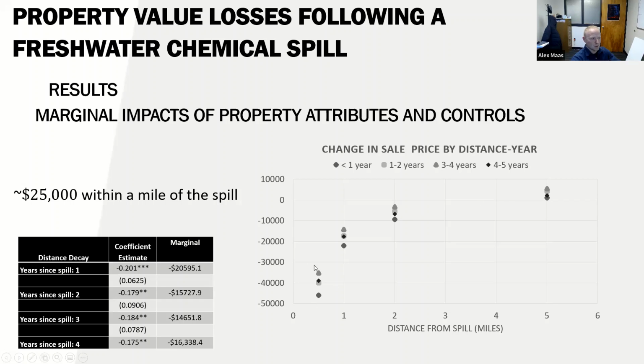I also want to point out that these are probably a bit exaggerated. Again, this is a functional form thing. We saw very few homes sold within half a mile of the spill. These very few homes were actually sold within a mile of that spill at the time. But what we do back out is that homes after that spill are selling for $25,000 less than they were before the spill happened, compared to homes further away. I mean, that's a substantial amount of wealth, particularly given how cheap homes are in this area.